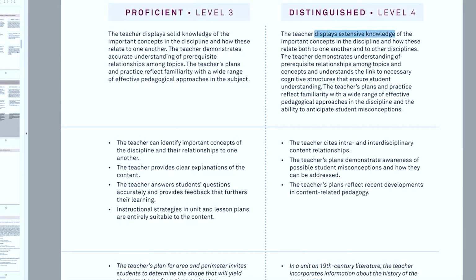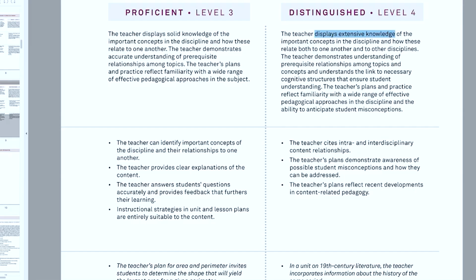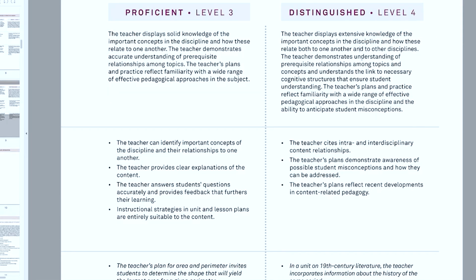You can see here displays extensive knowledge. Now, if you've been a biology teacher for quite some time, or maybe you were a biology professor or a math major and you really understand the content knowledge, you might be here as well. And you understand important concepts in discipline and how these relate both to one another and other disciplines. Now, when we say discipline here, we're not talking about students getting in trouble. We're talking about disciplines in terms of content areas. So we're talking about one discipline versus another. So how math is a discipline and science is a discipline, and they kind of go together, and it's a good way to do interdisciplinary work. The teacher demonstrates an understanding of prerequisite relationships. So we want that.